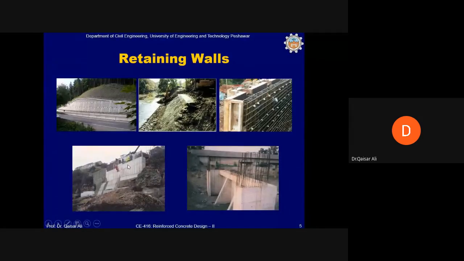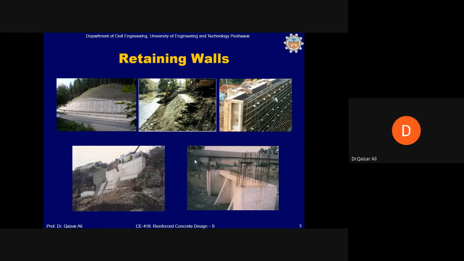This is another kind of retaining wall. You can see this is a reinforced concrete retaining wall. In the top middle picture, you can see a stone masonry retaining wall, and some damage to the retaining wall can also be noticed. Then in the top right, you can see a reinforcement for a reinforced concrete retaining wall. The bottom right picture is a reinforced concrete retaining wall with counterforts.